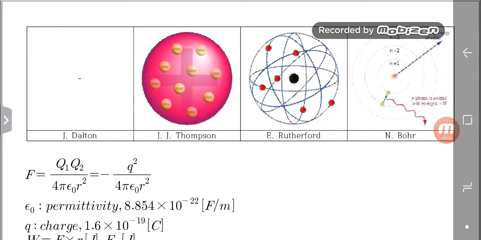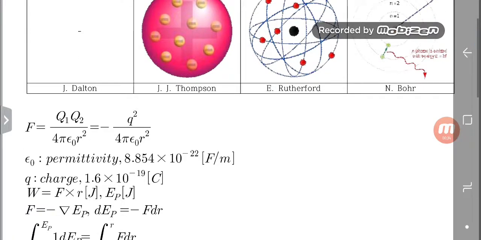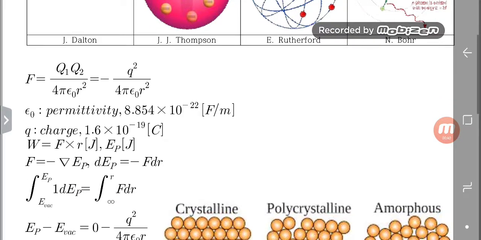Bohr's hydrogen spectral experiments have suggested that electrons can exist in certain energy regions around protons. If we look at the hydrogen atom in this Bohr model, the Coulomb force between protons and electrons is F equals Q1 Q2 per 4 pi epsilon 0 R squared, and it is minus Q squared per 4 pi epsilon 0 R squared. Here, epsilon 0 is the permittivity in free space.